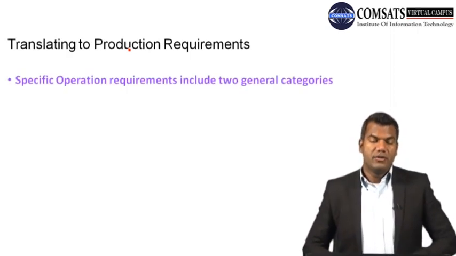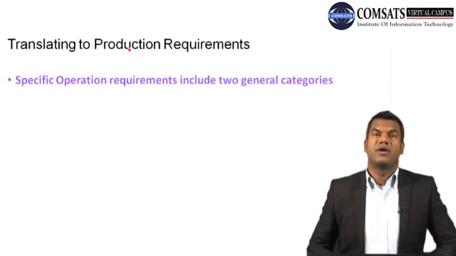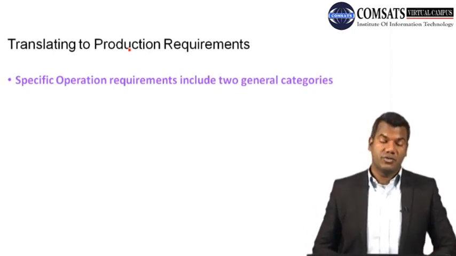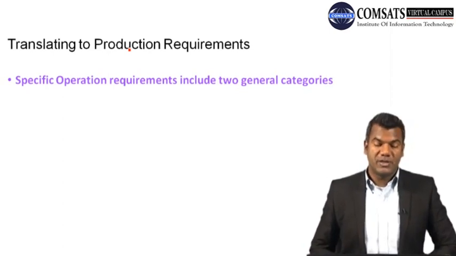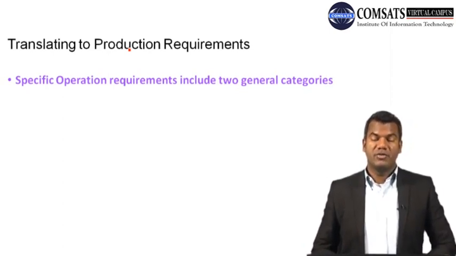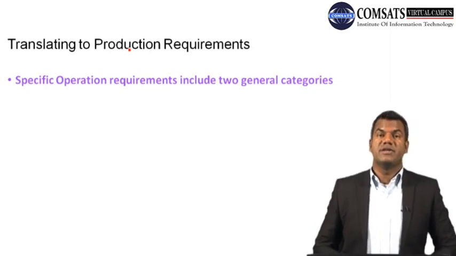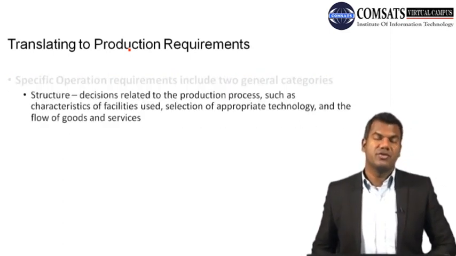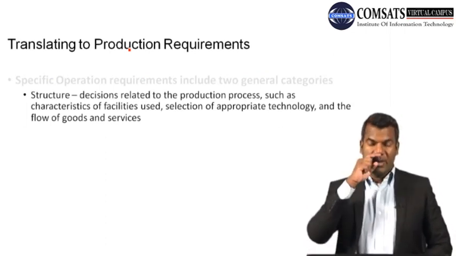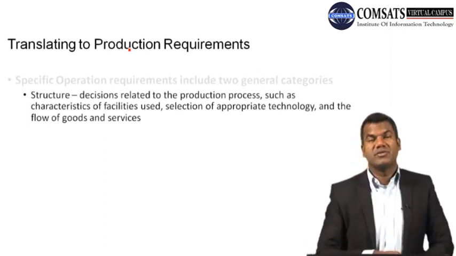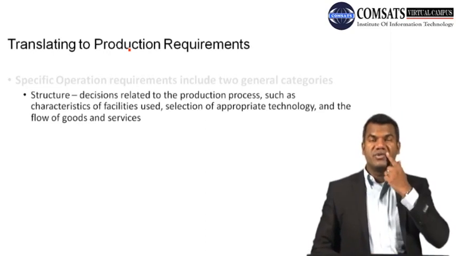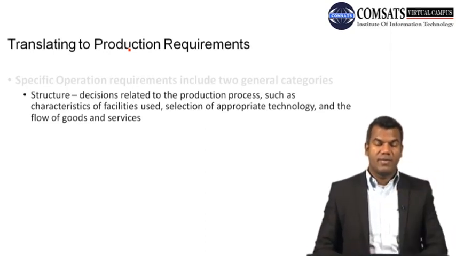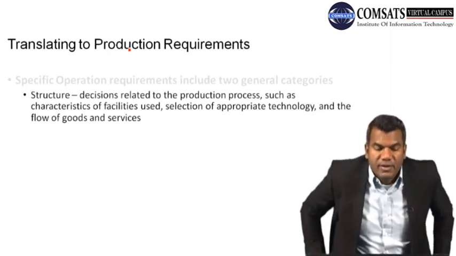Now, translating to production requirements. Ab hum operations ki thought process ko change karte hain. Let's move on to the production process. Now, specific operation requirements include two general categories. Theek hai? Ab woh kaun si do general categories? Number one is your structure, number two is your infrastructure. Remember, jo bhi example maine aapko karwai thi peeche, uske andar Dell ki, he was talking about your structure and your infrastructure.